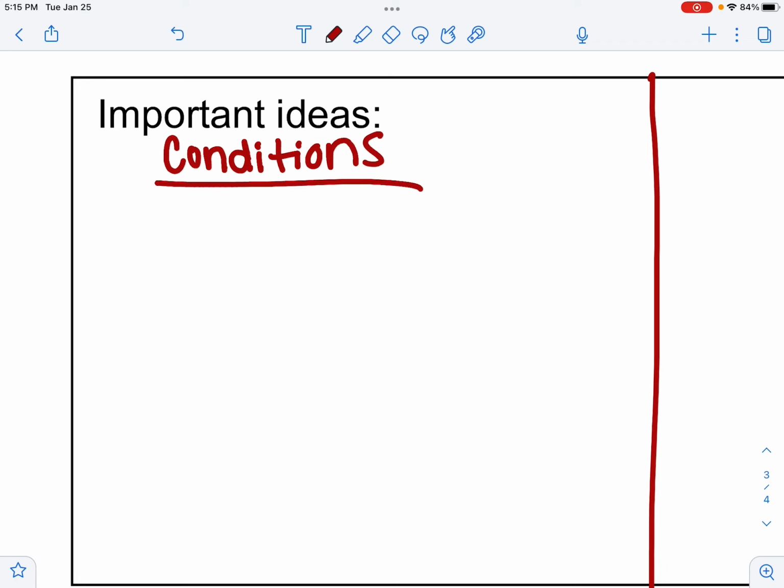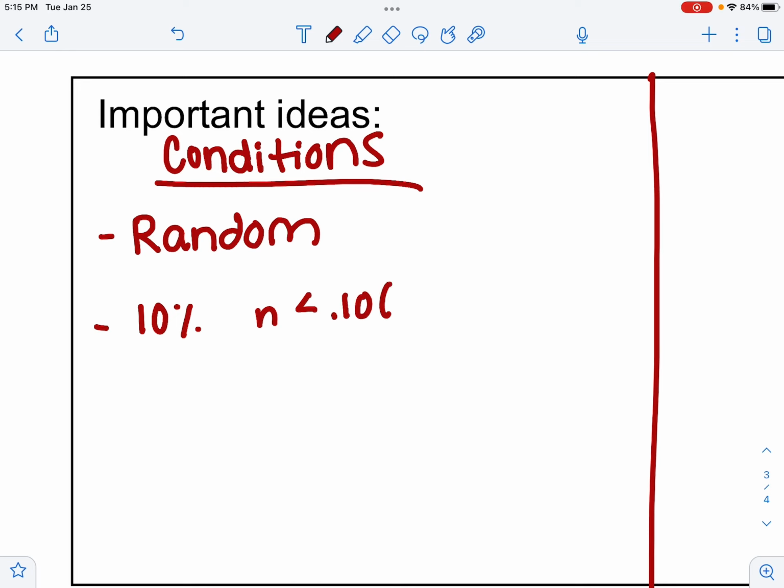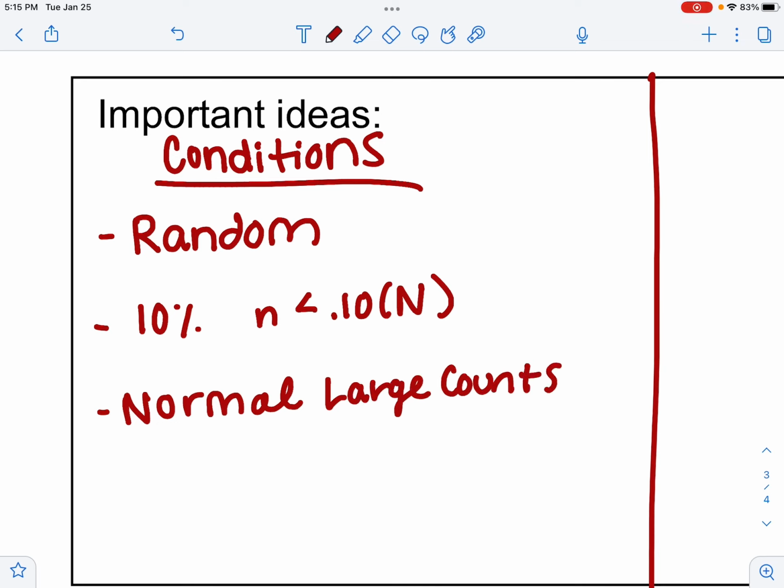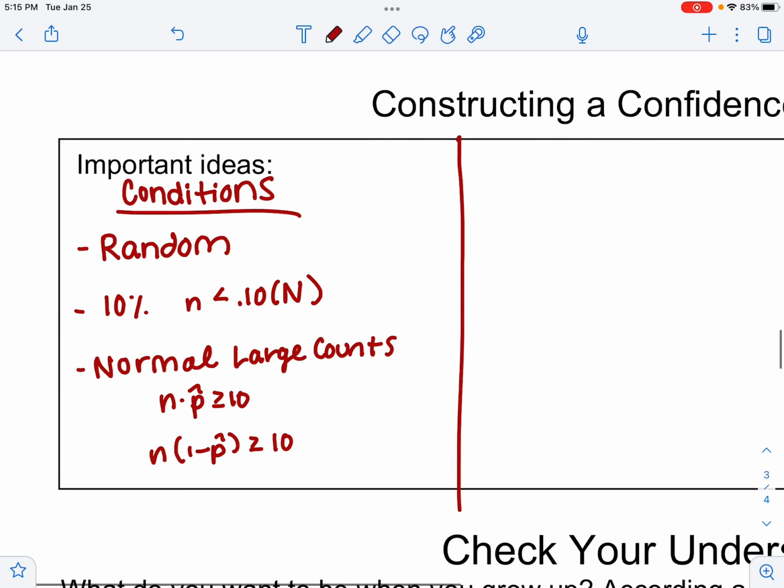The first condition is it must be random. The second condition is the 10% condition, which is where your sample size is less than 10% of the population size. And the last one is to test for normal, and we use the large counts test, which is n times p hat greater than or equal to 10, and n times 1 minus p hat greater than or equal to 10, since for these problems, we don't know p.